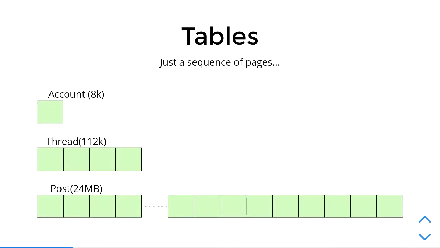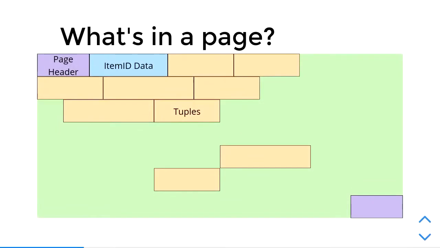Tables are really just stored as a file and a sequence of pages. So our accounts table is tiny, our thread table is a little bit bigger, and our post table is just huge. There's an enormous 24 meg long stream of pages. Each individual page has a small header at the front to let us know: is it live, how old is it, what transactions it's involved in, and so on. Then there's another section, which is the item ID data. This is a list of pointers into the page of where every tuple actually starts.